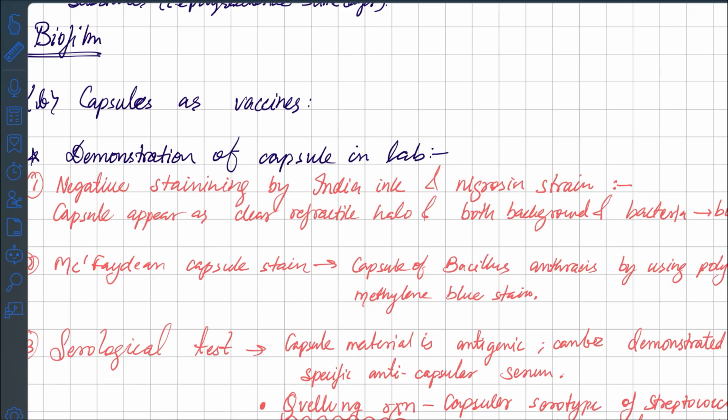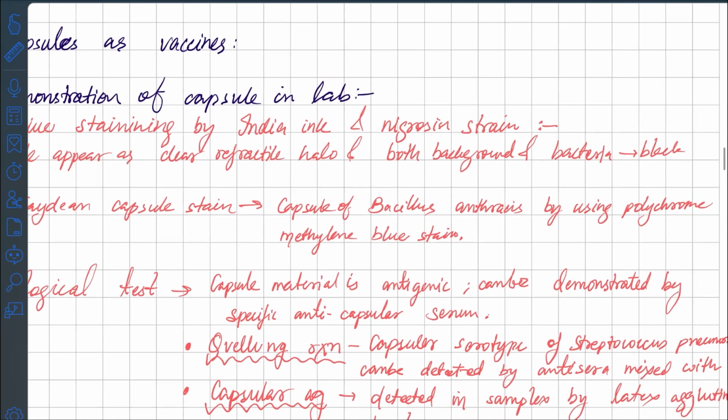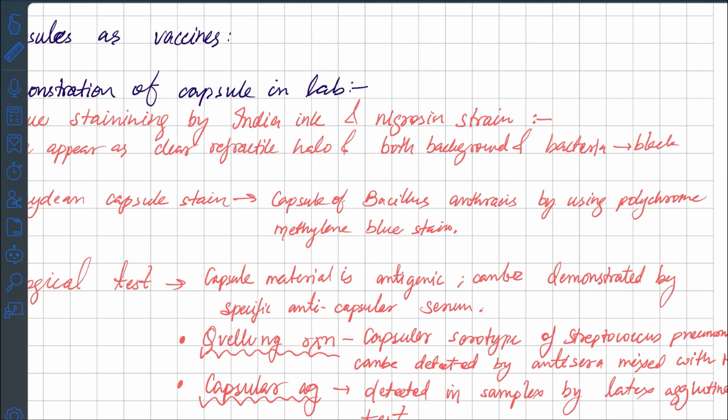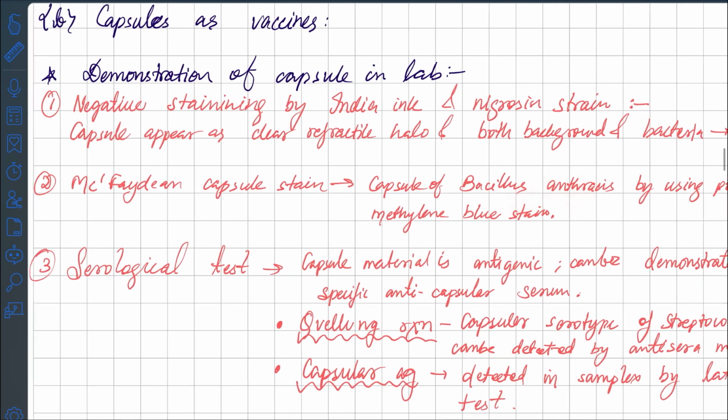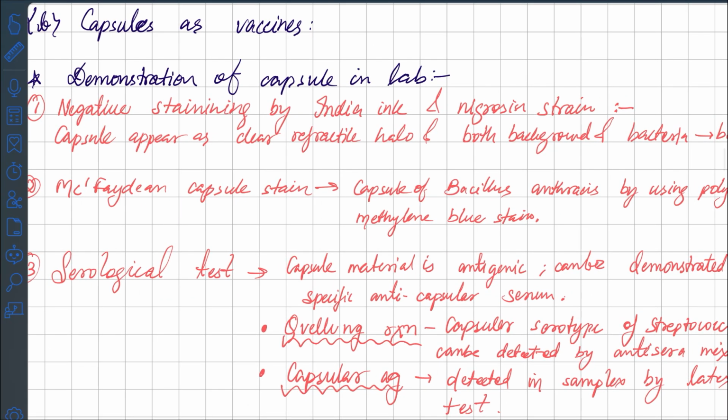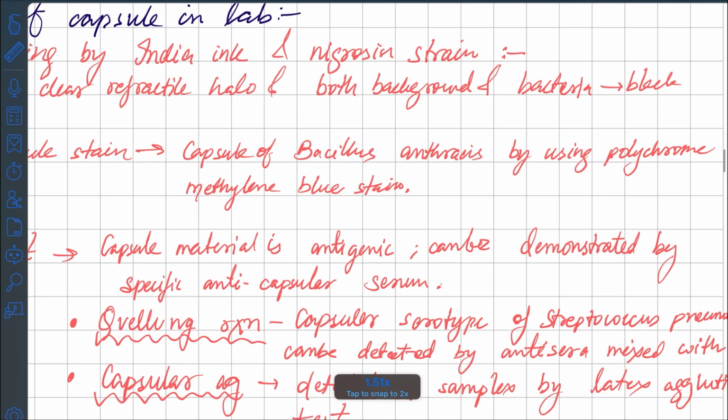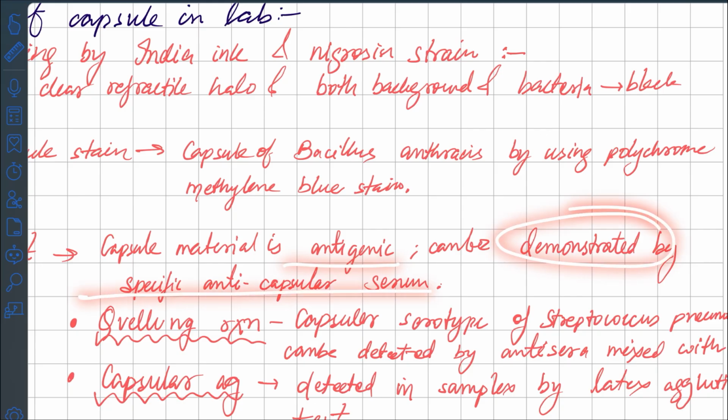Now the second method is McFadyean capsule stain. The capsule of Bacillus anthracis can be demonstrated by using polychrome methylene blue stain. The third method is the serological method. The capsule material is antigenic and it can be demonstrated by specific anticapsular serum.